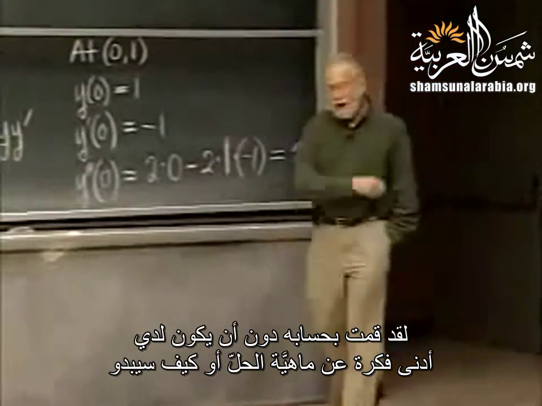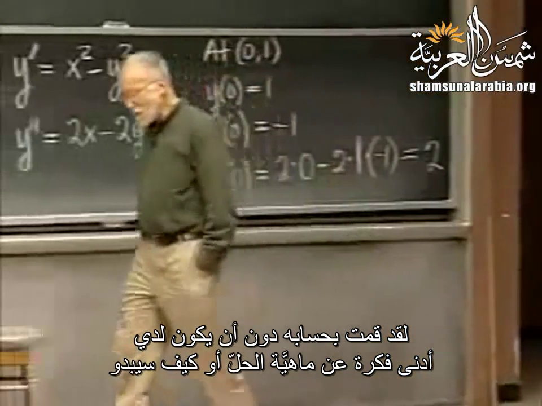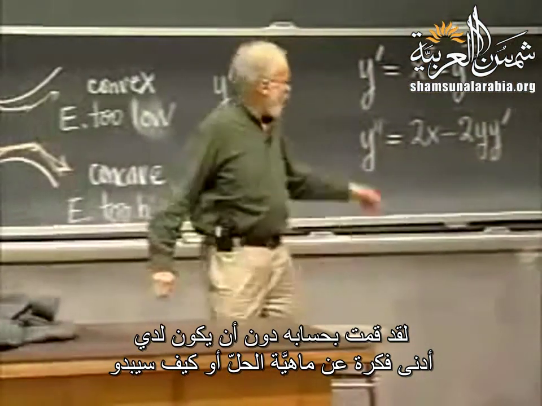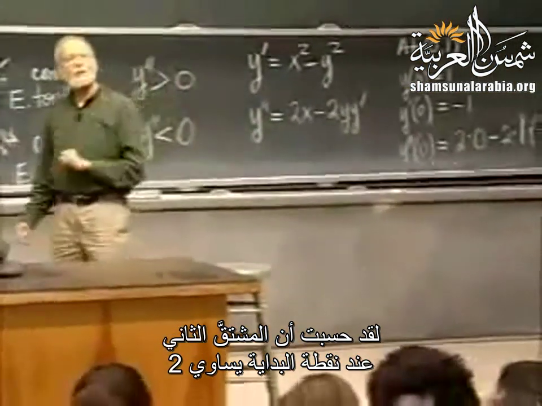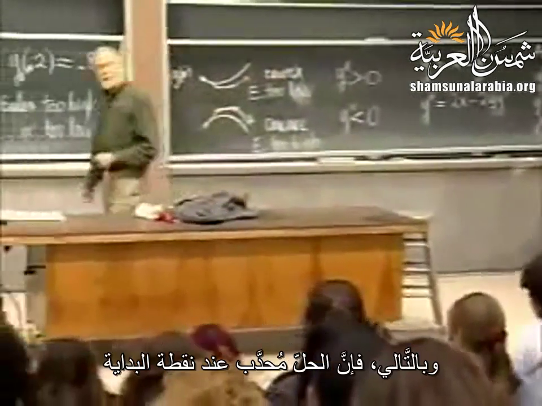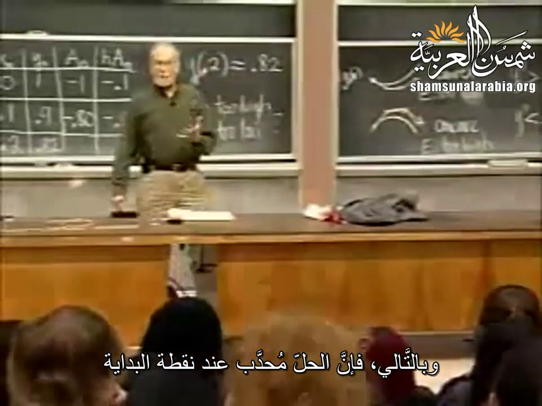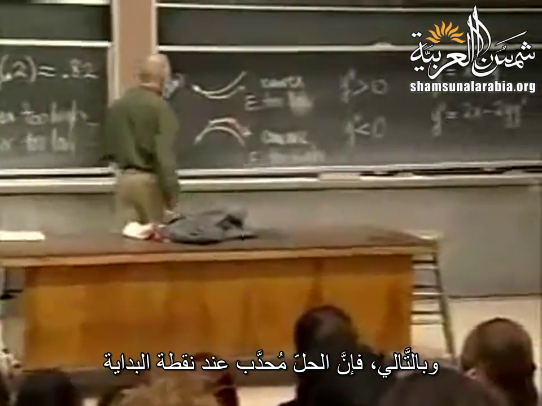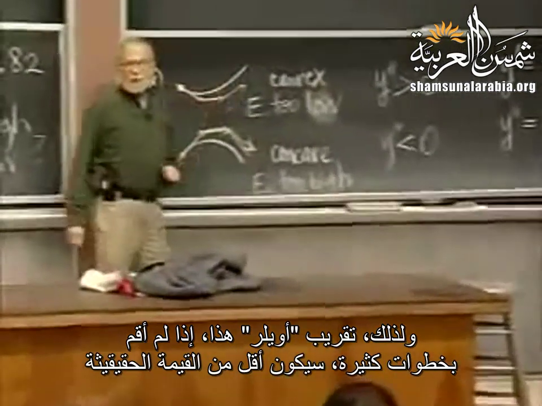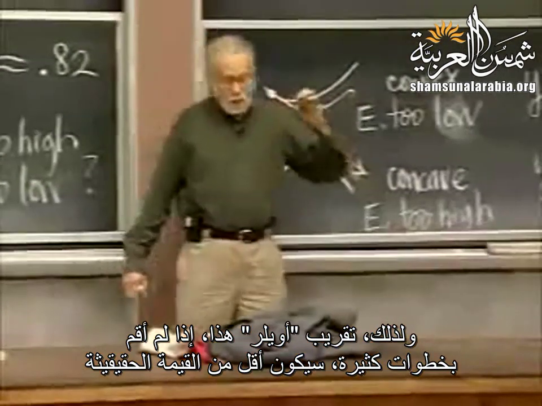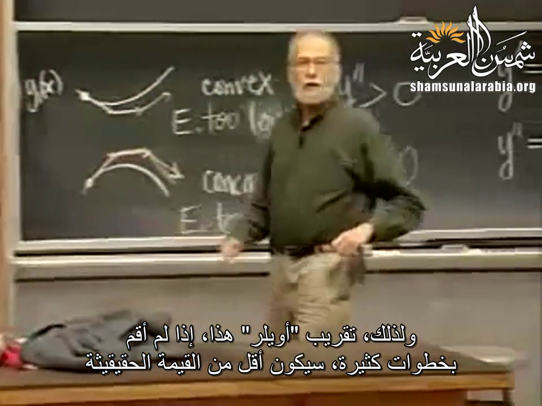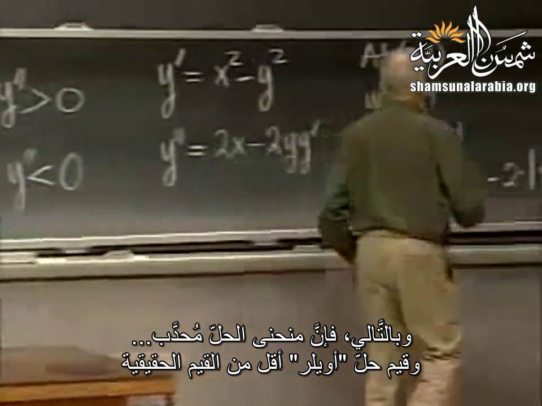I've calculated, without having the foggiest idea of what the solution is or how it looks, that its second derivative at the starting point is 2. Therefore, my solution is convex at the starting point, and therefore this Euler approximation, if I don't carry it out too far, will be too low. So it's convex, Euler too low.